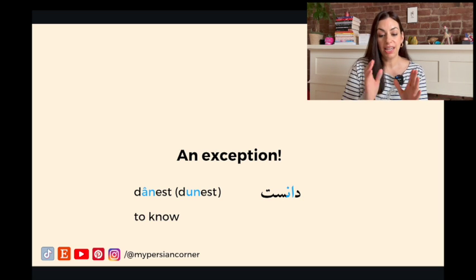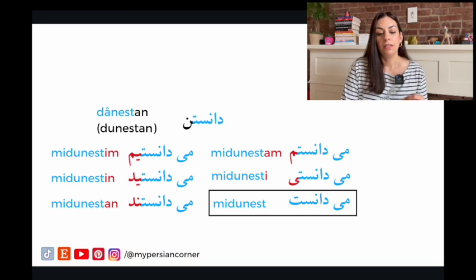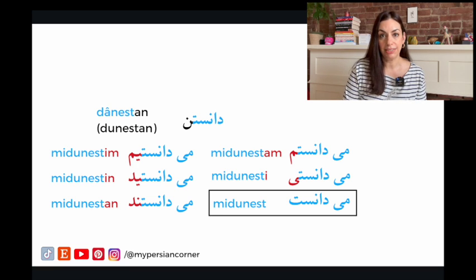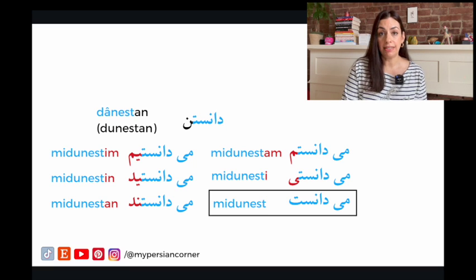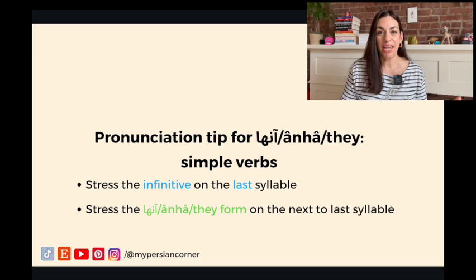What we do is we take this root, but then we also add this prefix mi. So we typically say midunestam, midunesti, midunest, midunestim, midunestin, midunestan. I don't think I've ever heard anyone say donestam ke or dunesti ke. فردا بارون میاد. No, میدونستی. This is an exception.